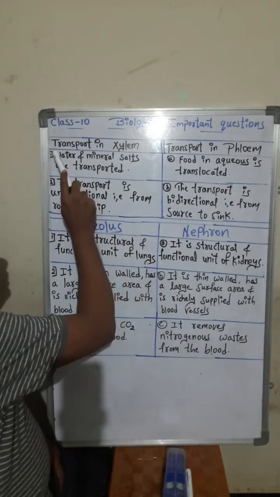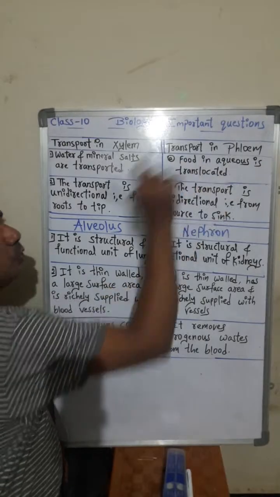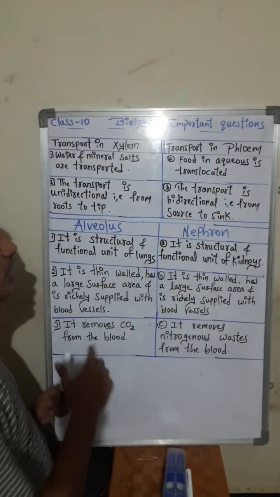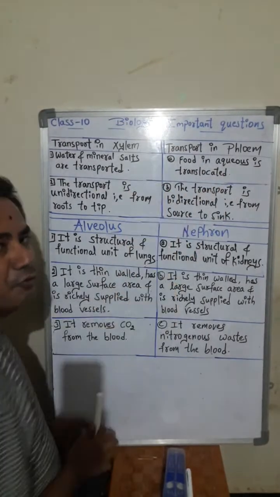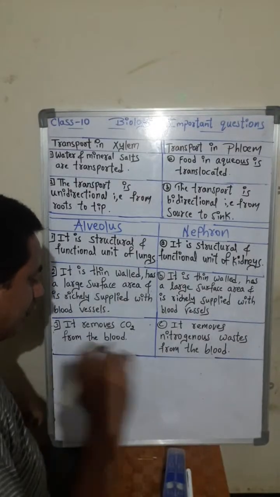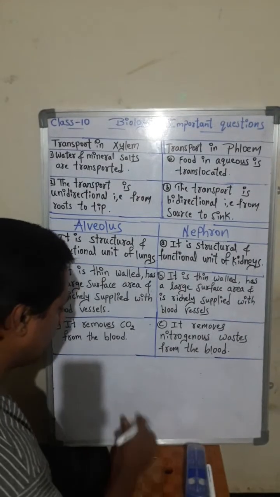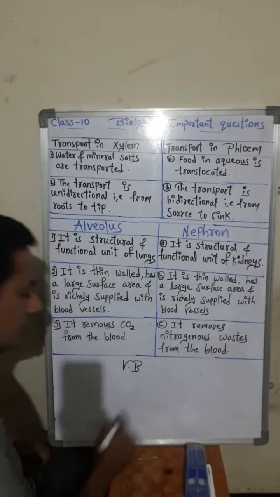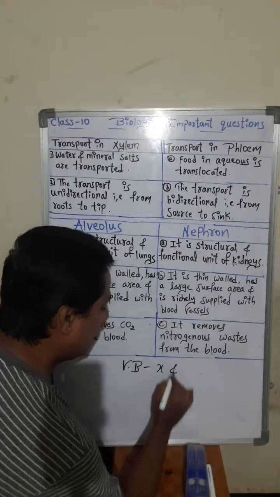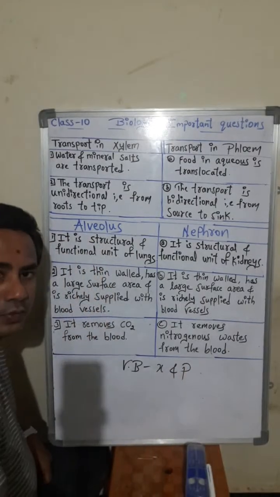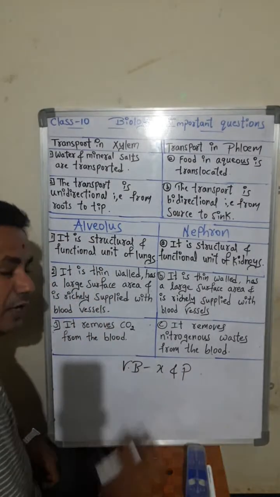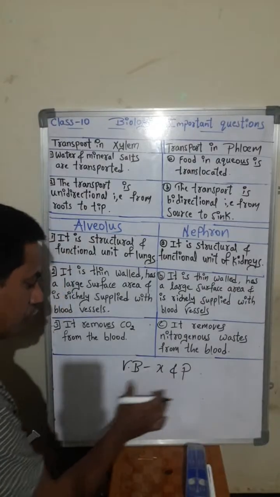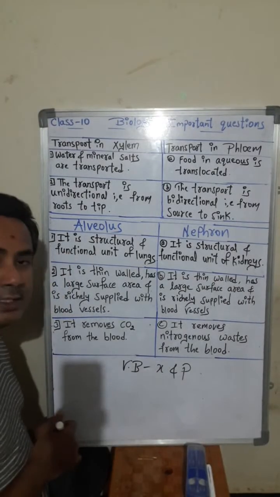Transport in xylem, transport in phloem. First we have to understand what we mean by xylem and what we mean by phloem. Xylem and phloem both together are known as vascular bundles. This is very, very important. What are xylem and phloem? These are vascular bundles.